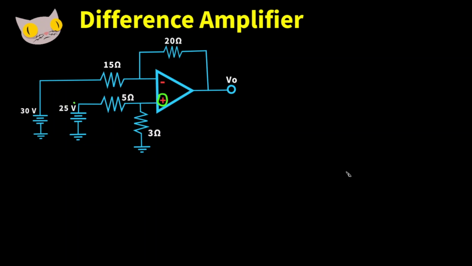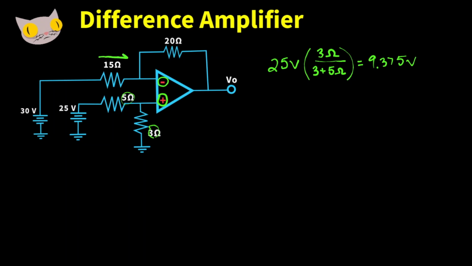So we have 25 volts, and we want to multiply that by 3 ohms over 3 ohms plus 5 ohms. This gives us 9.375 volts. And that's going to be the same on the negative side, because in an op-amp like this, your voltage at each terminal is going to be the same. Next, let's find the current through this 15 ohm resistor.